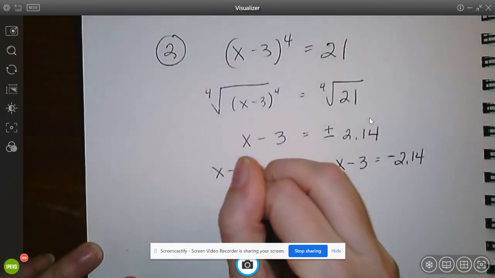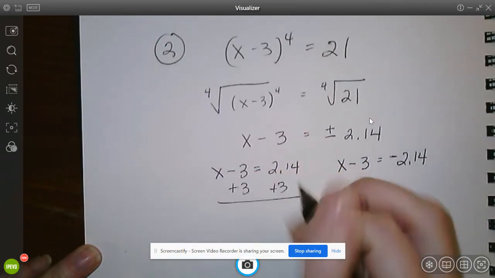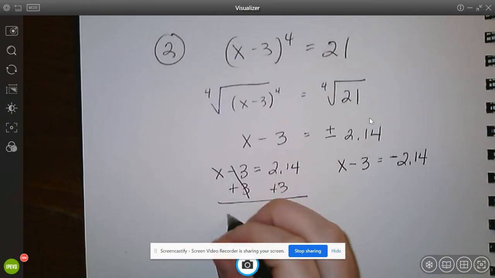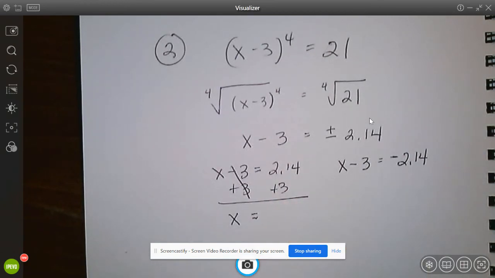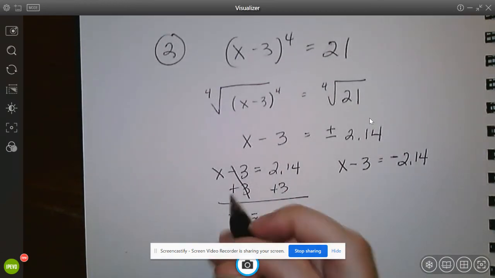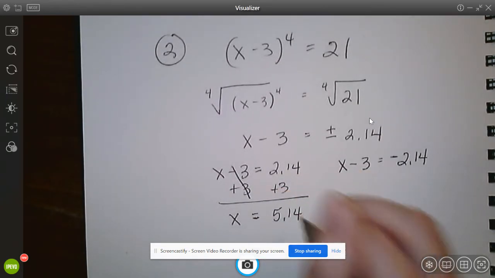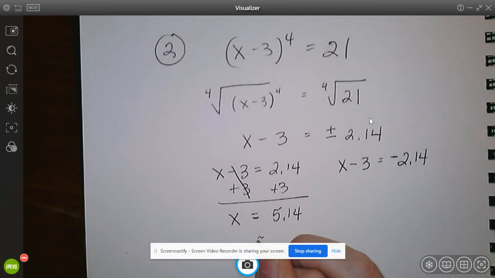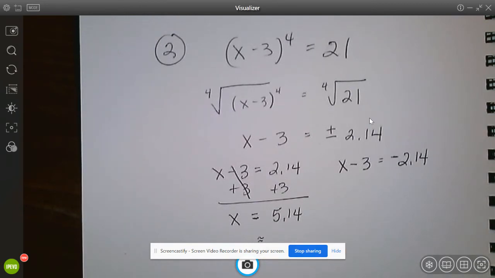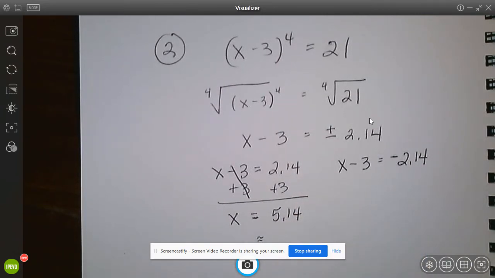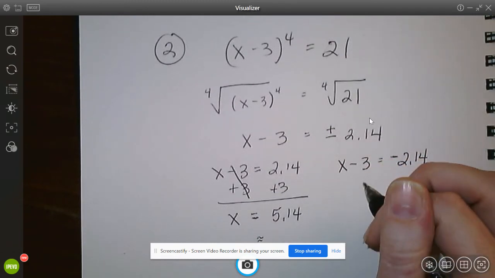So I'm going to add 3 to both sides. And again, the reason I'm adding 3 is because I'm subtracting. So cancel that guy out. I'm left with just x. That's my goal, to get that alone. Okay, and then this becomes 5.14. You'll notice in Big Ideas, they have these little squiggly marks. That means approximately. That's because we're rounding here. So really, this is approximately 5.14. All right, and then we'll do the other side.